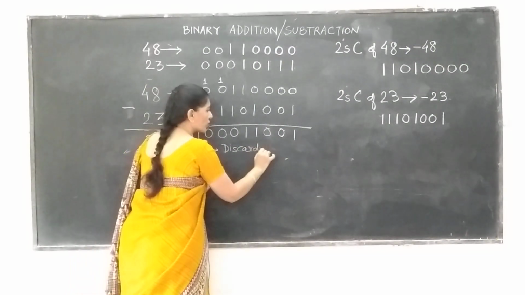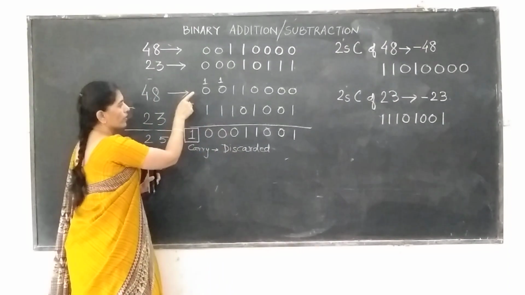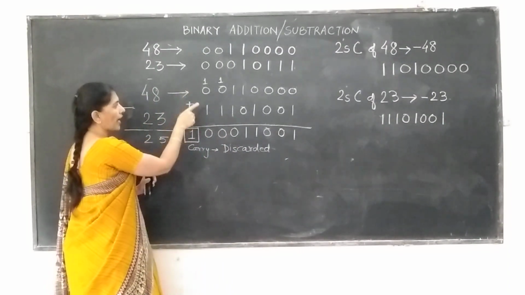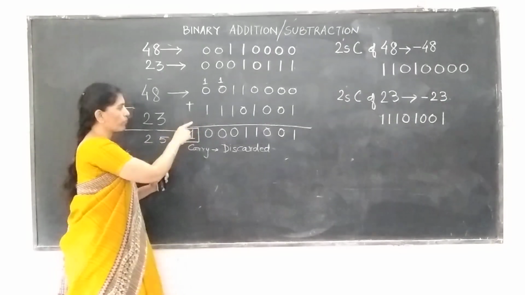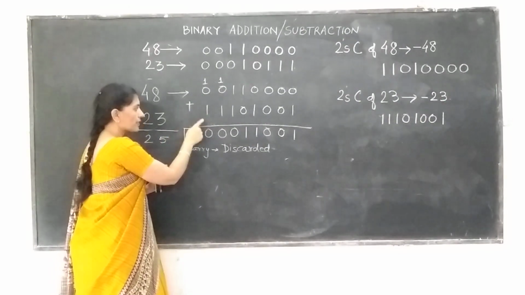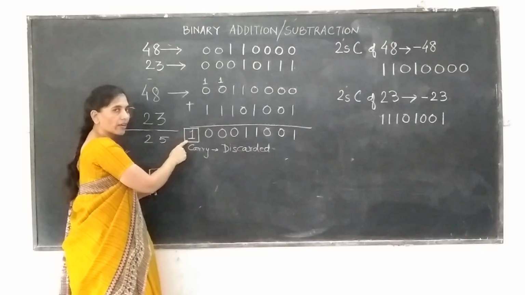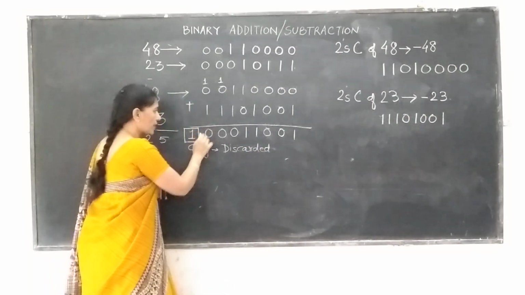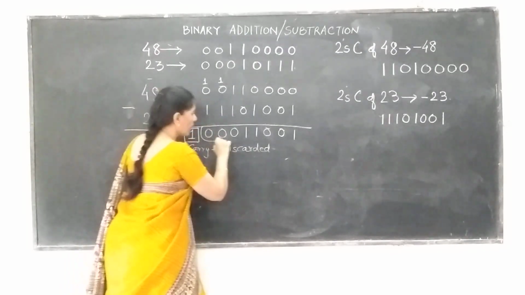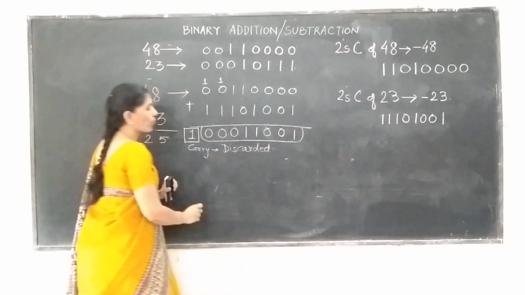So any carry generated when a positive number is being added with a negative number, and the negative number is in the 2's complement form, then it has to be discarded, and the answer is in the remaining bits, which is over here.